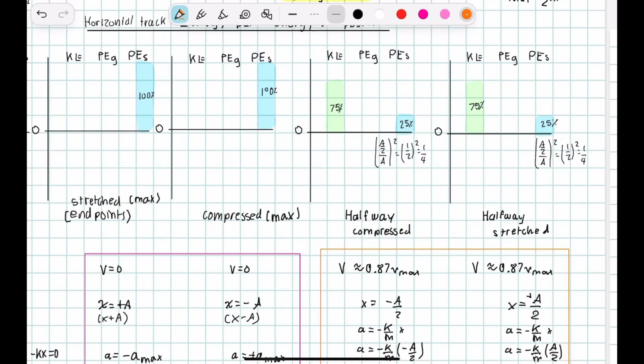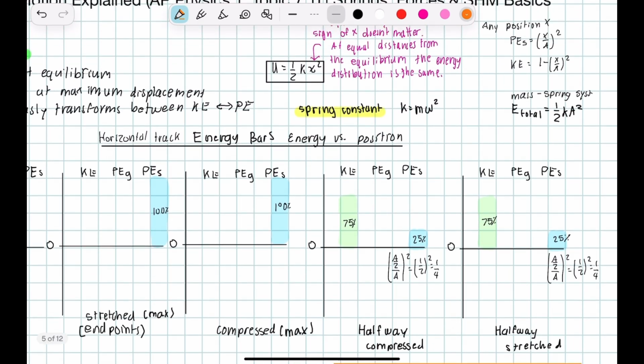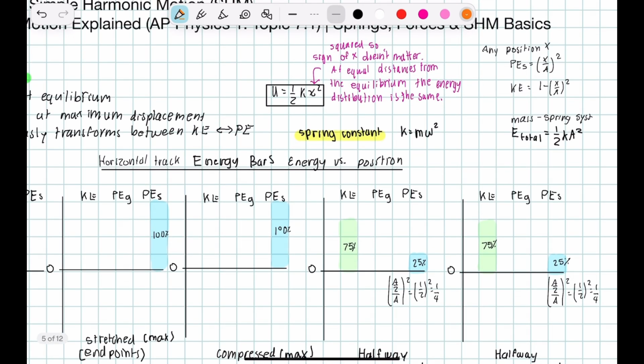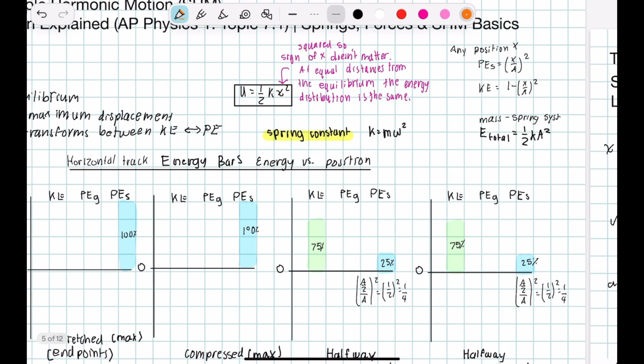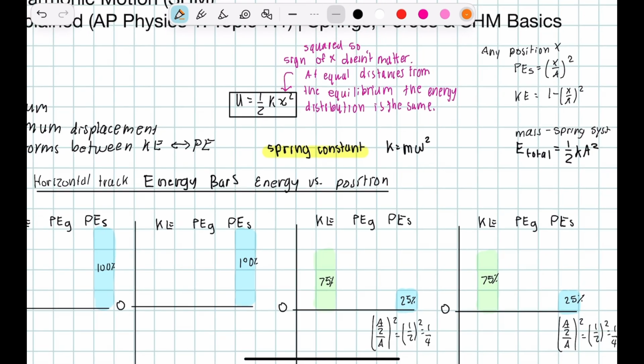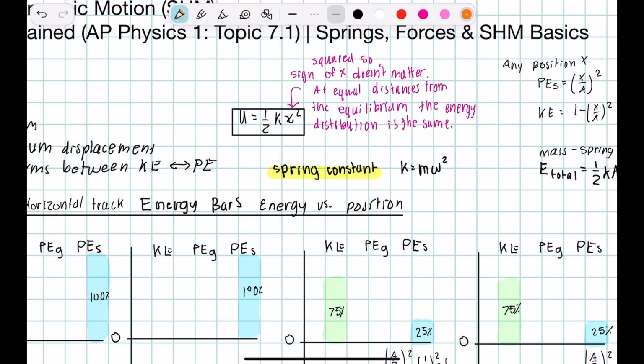Again, to calculate the potential energy, you can use this formula. Potential energy is equal to (x divided by A) squared, and kinetic energy is 1 minus (x divided by A) squared. And that's because potential energy and kinetic energy have to sum to the mechanical energy. Because it's conserved, you can just solve for one of them and then you can get the other one. So again, we see that potential energy is 1/2 kx squared. Because the x is squared, the sign of x doesn't matter. So at equal distance from the equilibrium, the energy distribution will be the same.